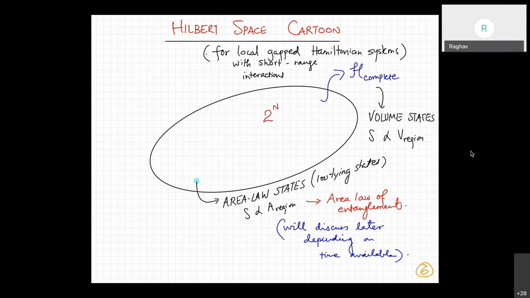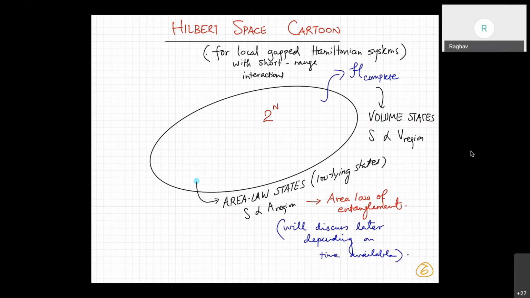We'll discuss later, if we have time, what entanglement entropy is and how we calculate it. But just for now, we just need to understand that there is some quantity called entanglement entropy which, if it scales like volume, belongs to this part, and if it scales like area, belongs to that small blue dot you see. If it belongs to that blue dot, it's known as area law states because the entanglement entropy goes like the area of that region. This is also known as the area law of entanglement.